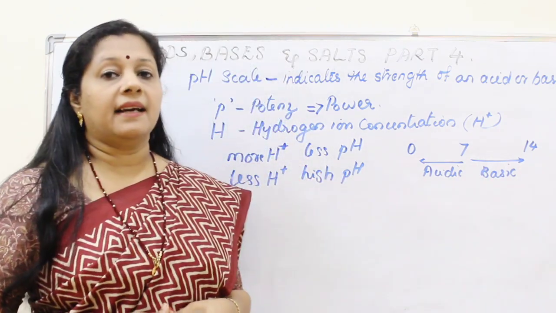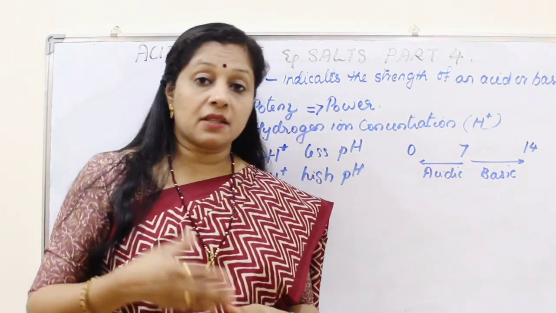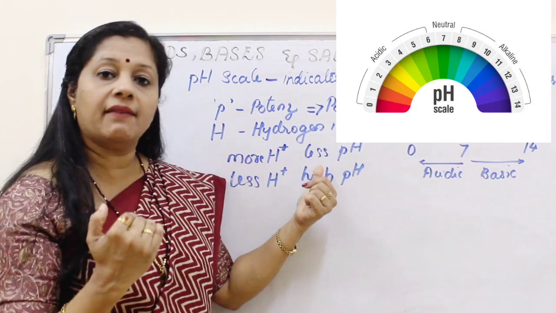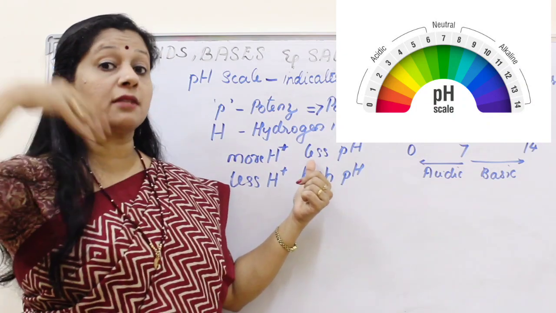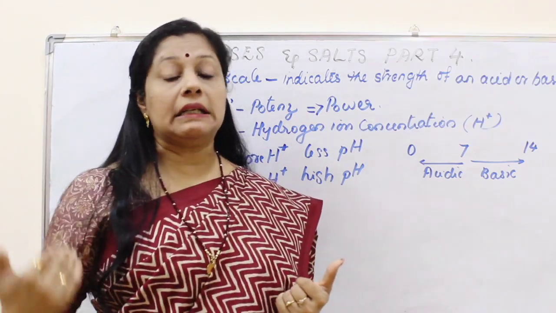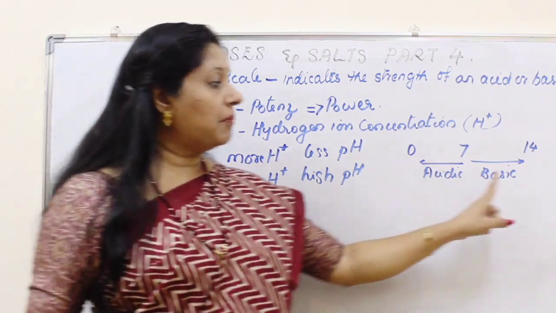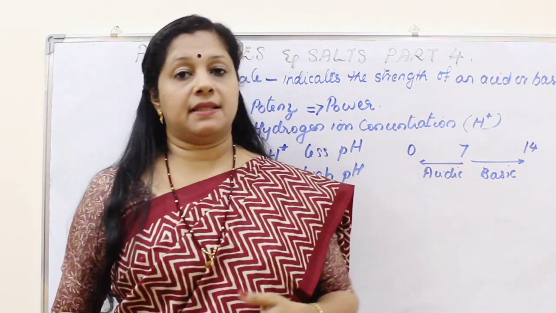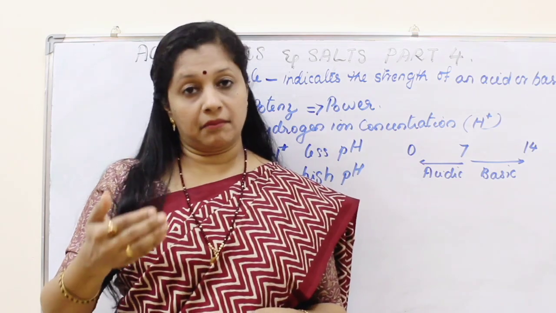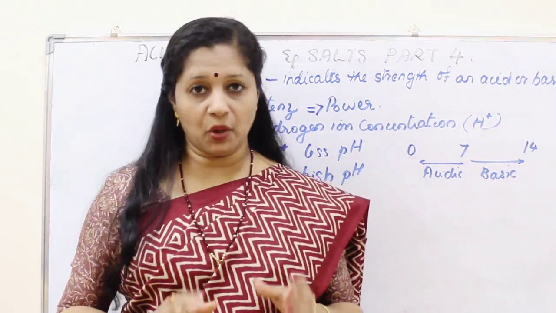If I say there are 3 acids with pH values 5, 3 and 1, which is the strongest acid? Of course the one with pH 1, because the higher the H plus concentration, the lesser the pH value. So pH 1 has more H plus ions, 3 will have less H plus than 1, and 5 will be the weakest among these 3. The same way with bases: if there are 3 bases with pH 8, 12 and 14, 8 is the least, 12 is higher than that, and the strongest base would be the one with 14. Hope you understood the pH scale.